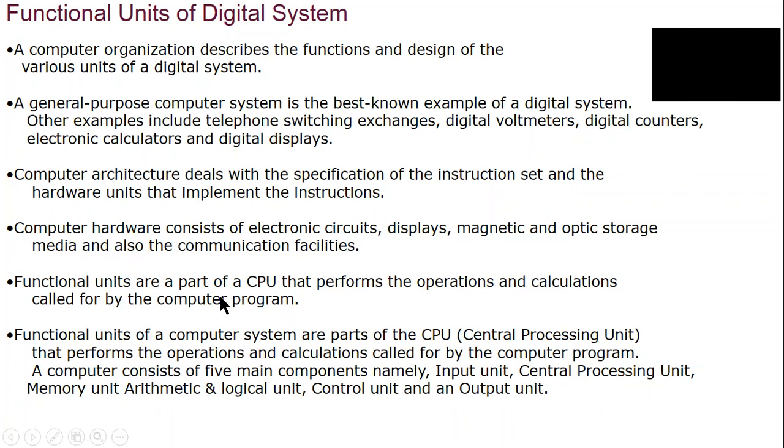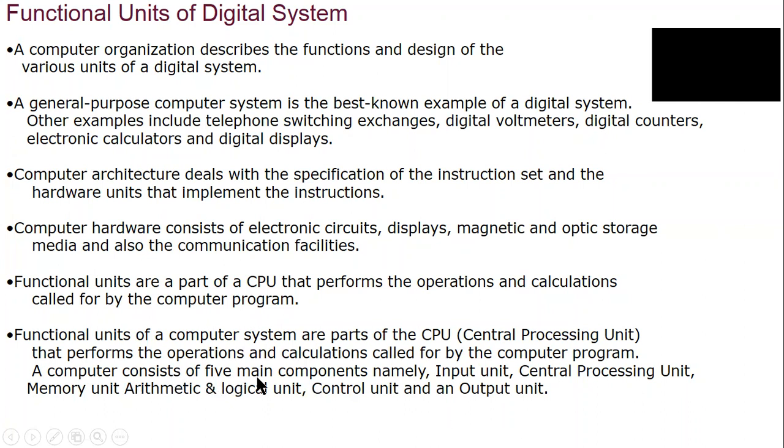Functional units are the part of your CPU. What is a functional unit? The part where the calculation is going on. We call it a functional unit of your CPU. That is a functional unit. What is a functional unit of a computer system? It is a part of the CPU, central processing unit, that performs the operations called calculations called for by the computer program.